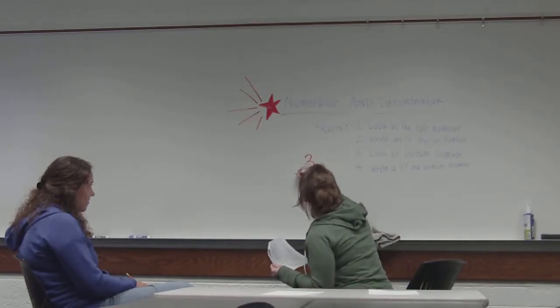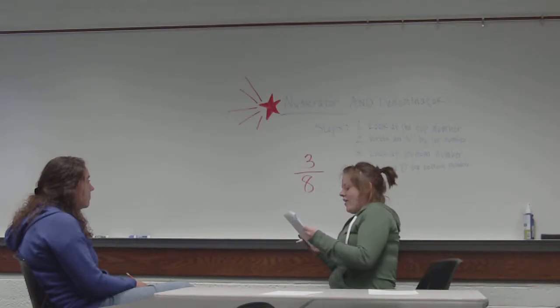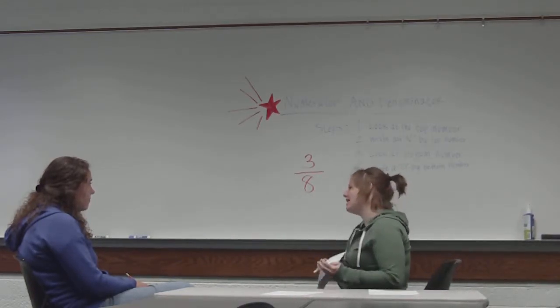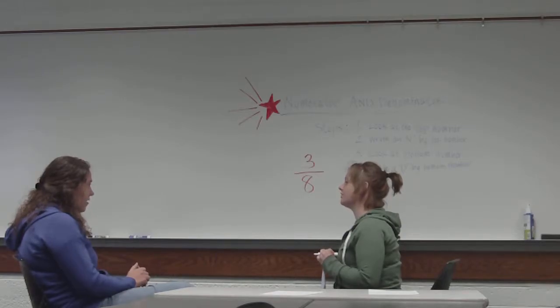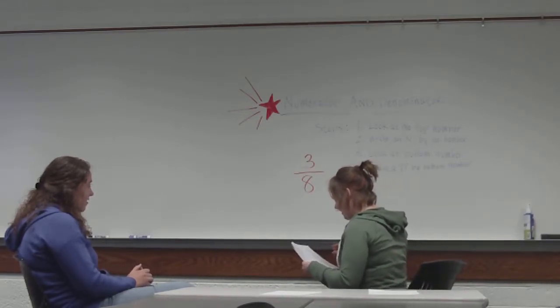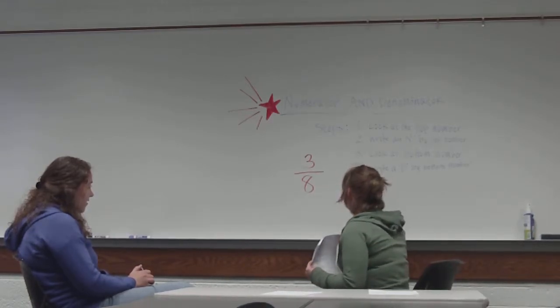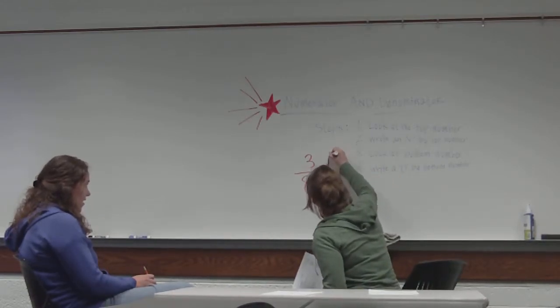3/8. All right. Mary Beth, what is the first step to finding the numerator? Look at the top number. That is right. And then after we look at the top number, what do we do next? Write an n. We write an n. Very good.